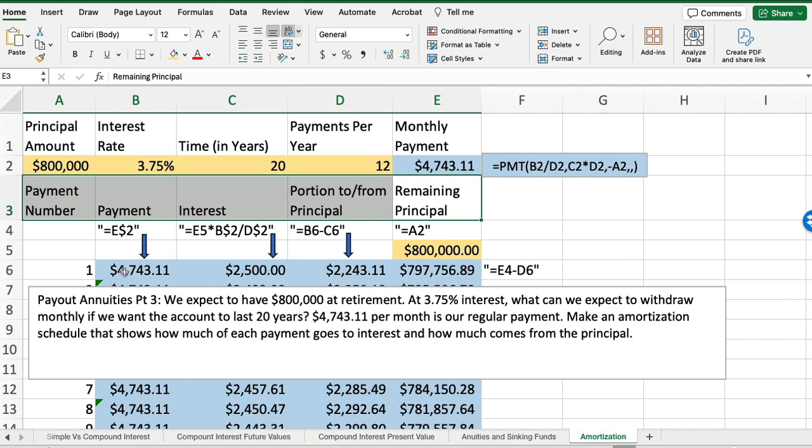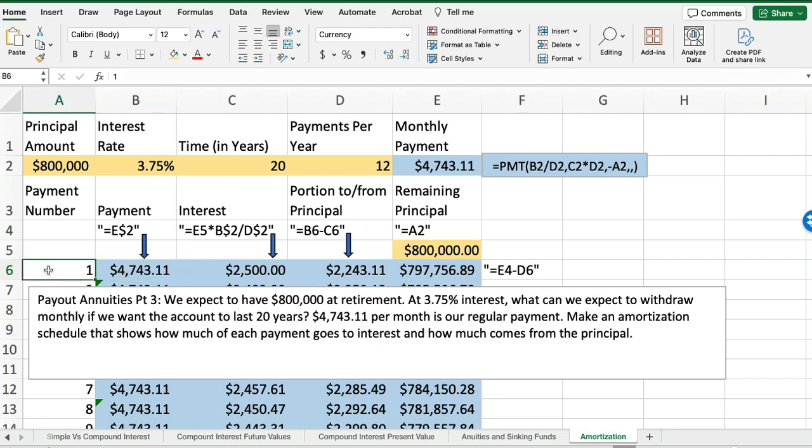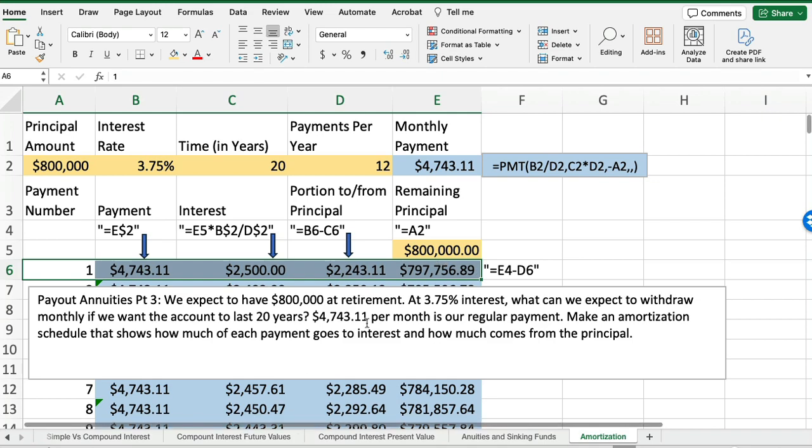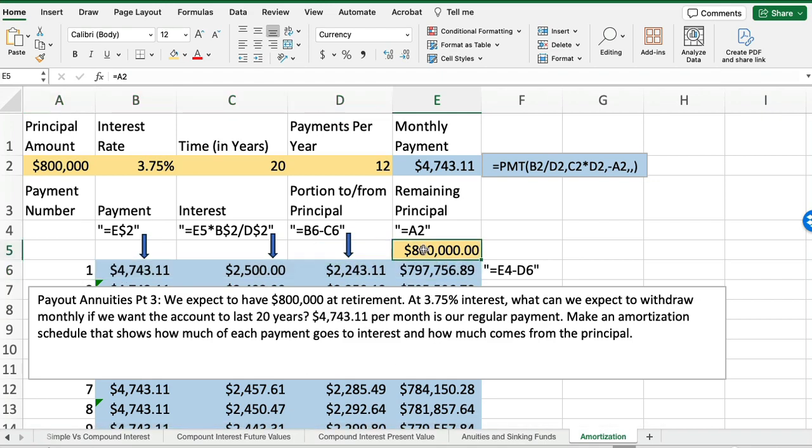And then in row 6, so let's start with payment number 1 in row 6. So I'm just going to go over every one of these formulas for you one at a time. Actually, let's start with row 5. In row 5, we are just putting one thing. We're going to put our starting principal in E5. So we're literally just going to type equals A2 and copy the number that we had in A2 into cell E5.